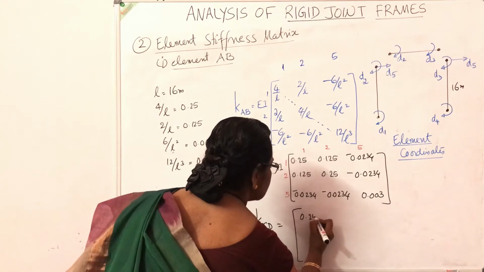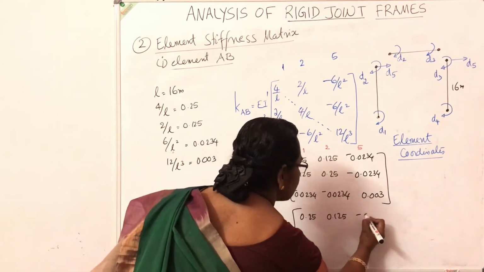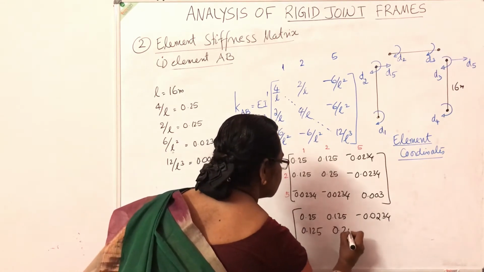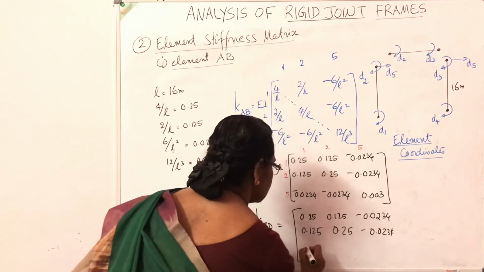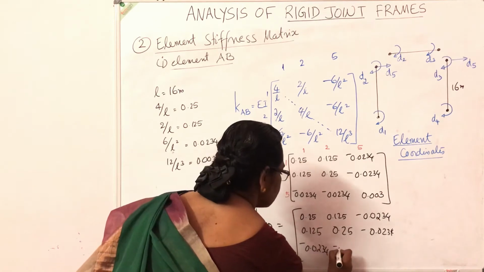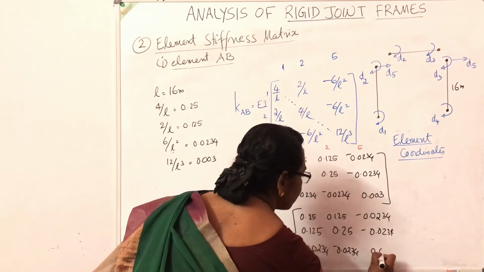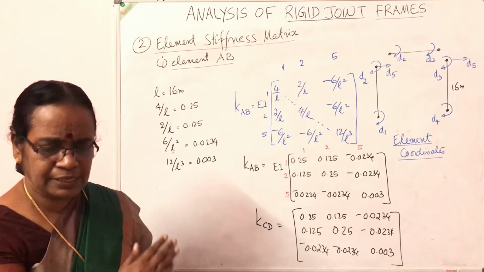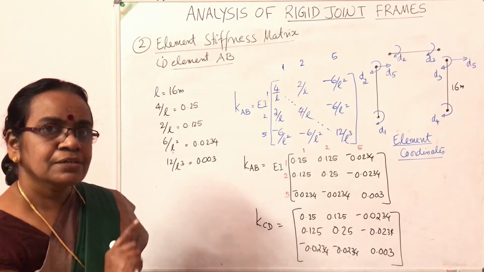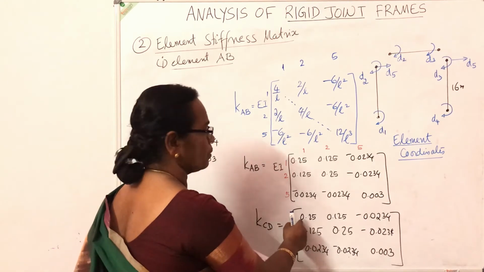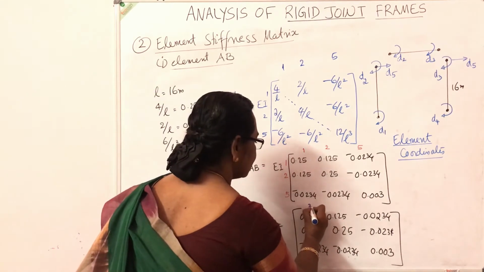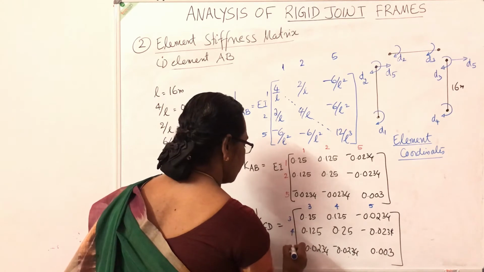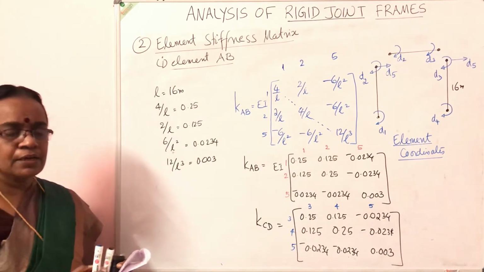Everything remains the same. So it is 0.25, 0.125, minus 0.0234, minus 0.0234, minus 0.0234, 0.003. Since the length and moment of inertia are same for that member also, I can write it very easily, similar to that. Then what is the difference? The coordinate numbers. You have to mark the coordinate numbers. That is very important for assembling it. The coordinate numbers are 3, 4, 5. That is for the column CD.